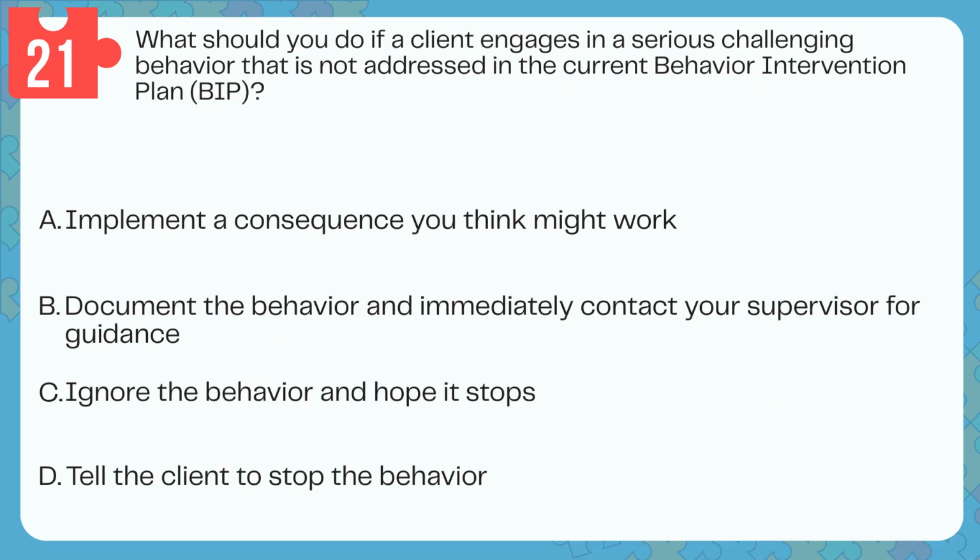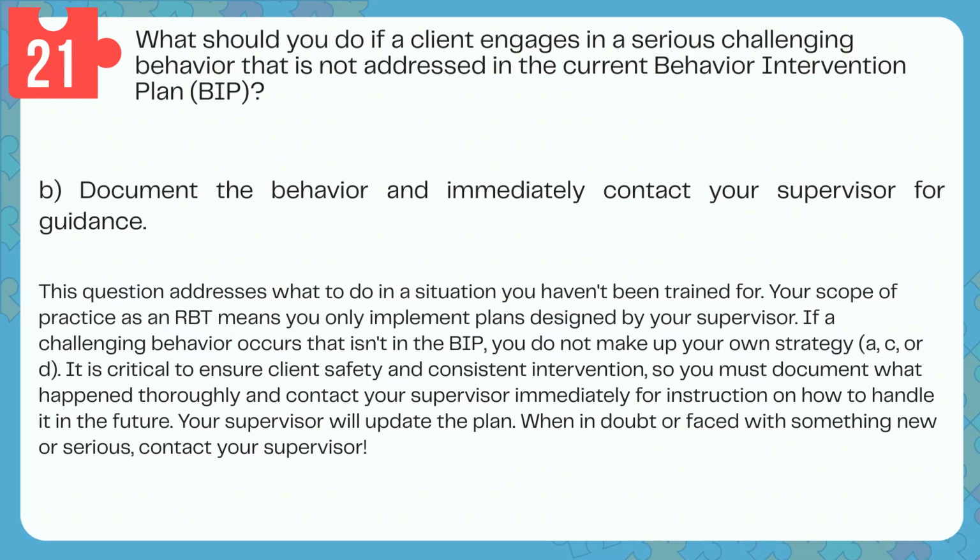Question 21. What should you do if a client engages in a serious challenging behavior that is not addressed in the current behavior intervention plan, BIP? A. Implement a consequence you think might work. B. Document the behavior and immediately contact your supervisor for guidance. C. Ignore the behavior and hope it stops. D. Tell the client to stop the behavior. Answer: B. Document the behavior and immediately contact your supervisor for guidance.